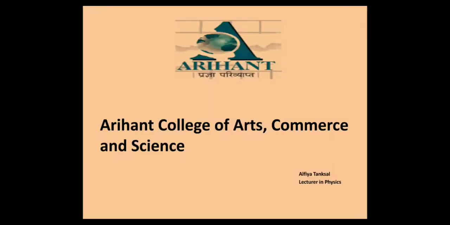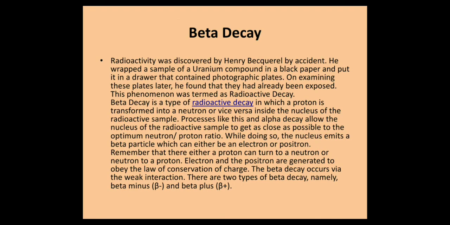Hello everyone. Previously, we have discussed radioactive decay. What is alpha decay? There are three types: alpha decay, beta decay and gamma decay. We have already studied alpha decay. In today's video, we are going to see what beta decay is.